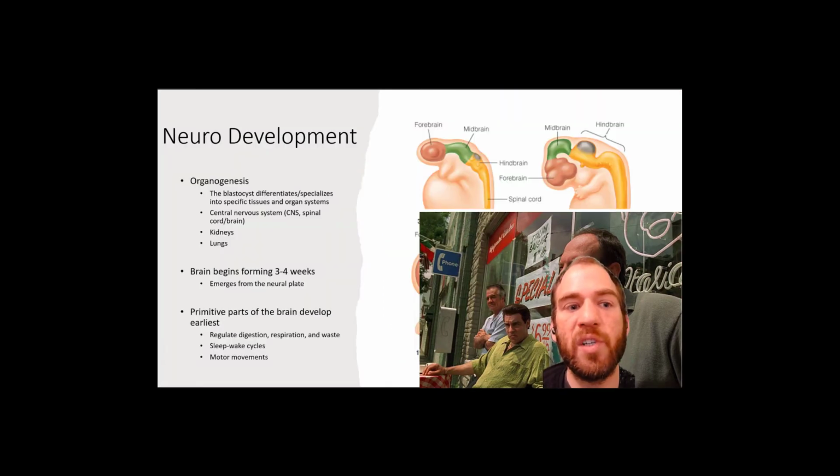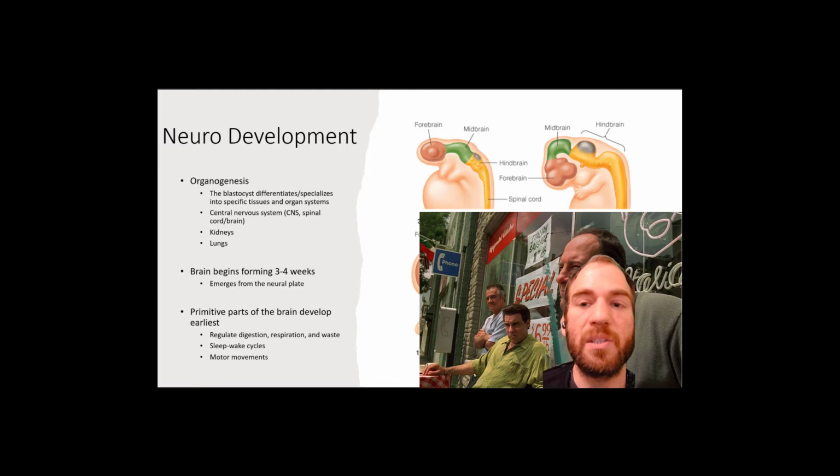Neurodevelopment, organogenesis. The blastocyst differentiates, or specializes, into specific tissues and organ systems: central nervous system, kidneys, lungs. The brain begins forming at 3 to 4 weeks. Permanent parts of the brain develop first. So organogenesis, kind of straightforward. It's the genesis of the central nervous system.